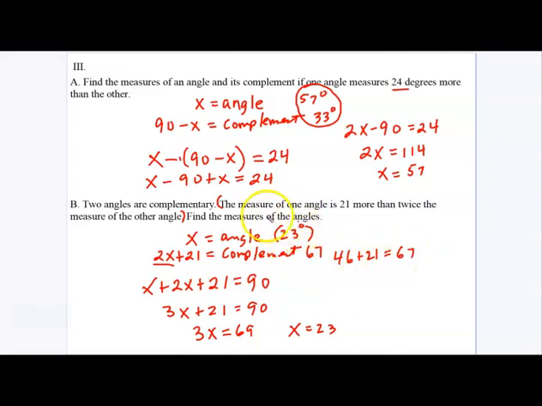So the two angles that we're looking for, one angle is 23 and the other is 67 degrees.